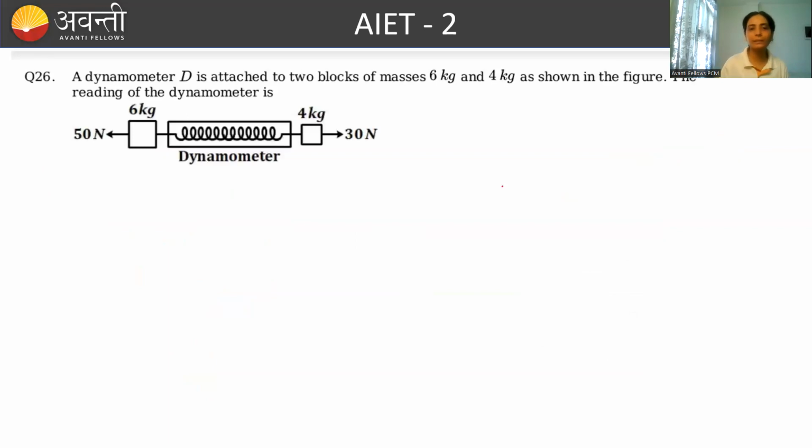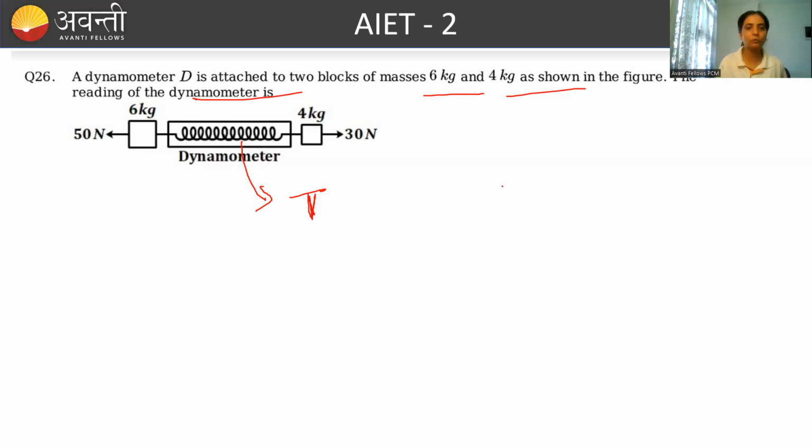Now this is the question. There is a dynamometer, and dynamometer is what? It is used to measure torque or force. Done. And this is connected to two blocks of mass 6 kg and 4 kg as shown in the figure. Reading of the डायनेमोमीटर का तुम्हें क्या बताना है? रीडिंग. तो रीडिंग हम कैसे निकालते हैं? लेट्स डू. अब आप यहाँ पे देखो, जो भी डायनेमोमीटर है, here spring like a structure it is, and its reading will be equal to the tension in it.